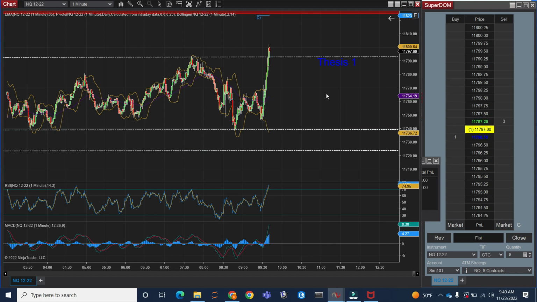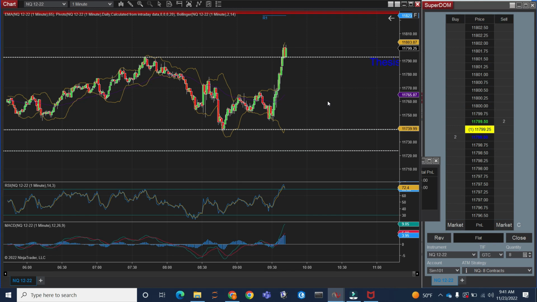Now we're getting some bears in the market, and what we want to do is see if this is a fake out, if this is a false breakthrough. We're still in thesis two, so we're still under the assumption that price will return to this supply level up here, this R1. So now what I'm looking at, I see some bears still coming in.